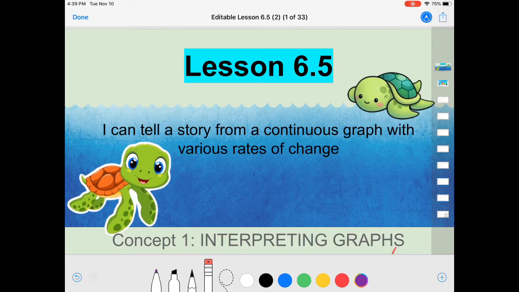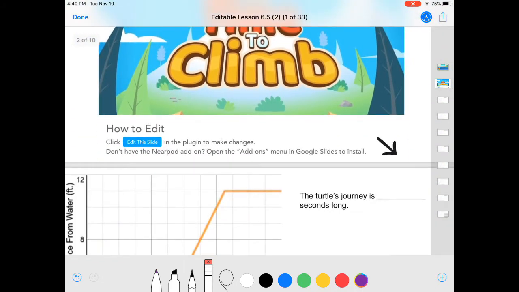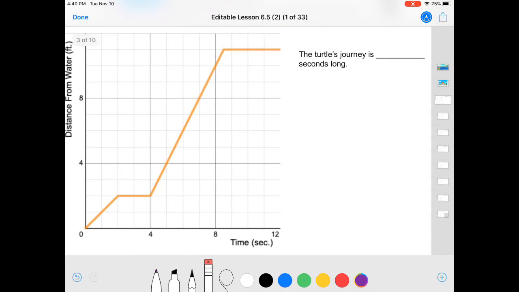This is an overview of what we have learned in our first unit about telling a story from a graph. These are the time to climb questions, starting off, and then we'll do the group work. The turtle's journey is how many seconds long? Looking at our domain here, the x values are measured in seconds. It looks like our journey starts at 0 seconds and ends at this point here, which is 12 seconds.